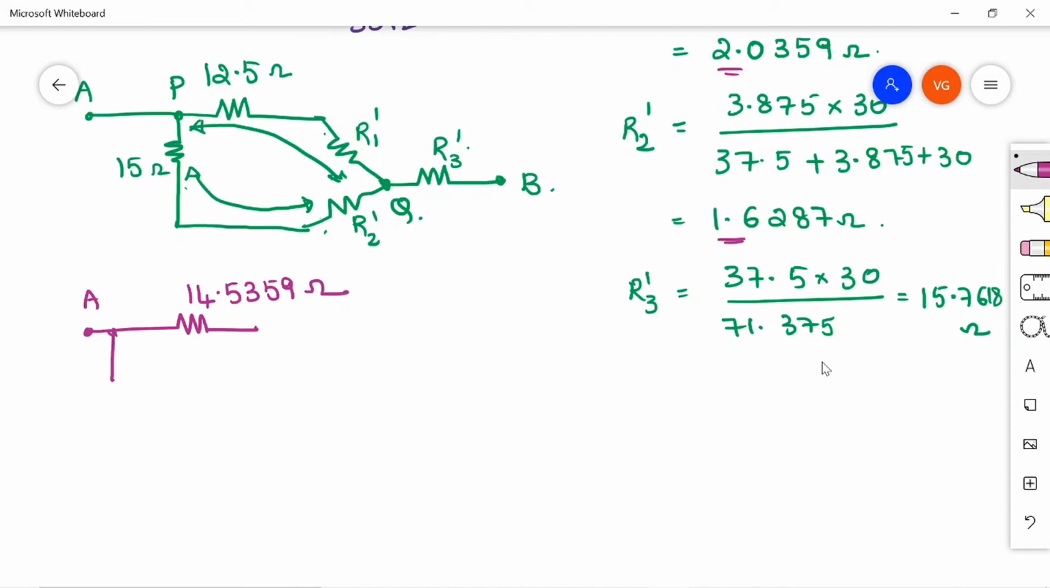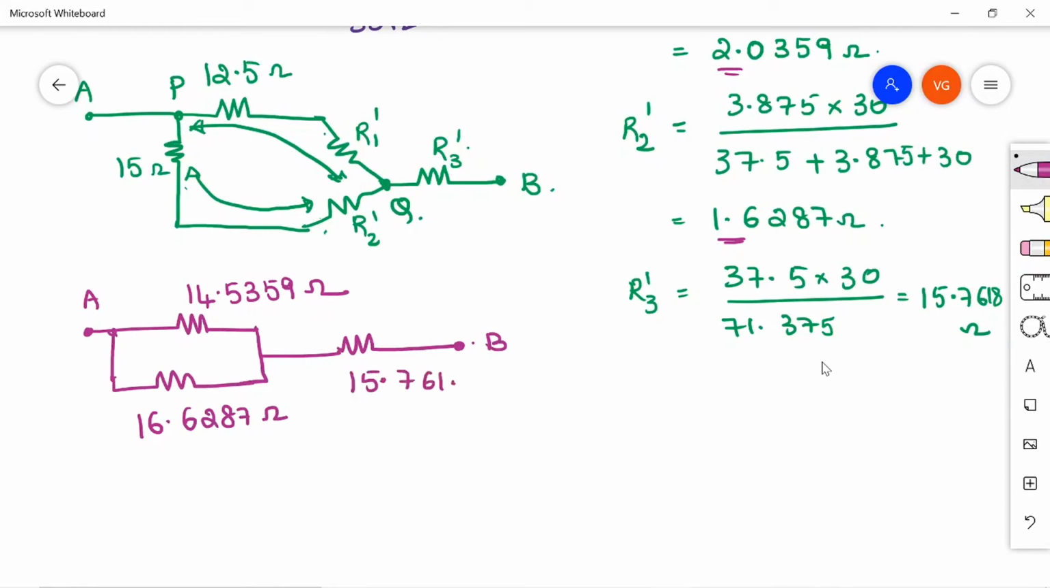R2 dash is 1.6287. So if you add up 15 plus 1.6287, that will be 16.6287 ohm. Then I have that R3 as it is. So R3 dash, I am writing the value 15.7618.